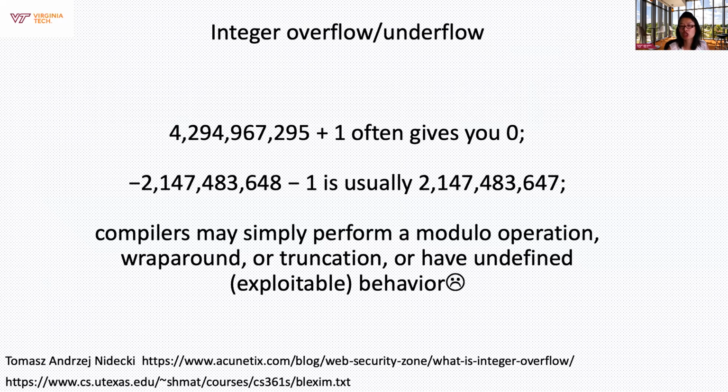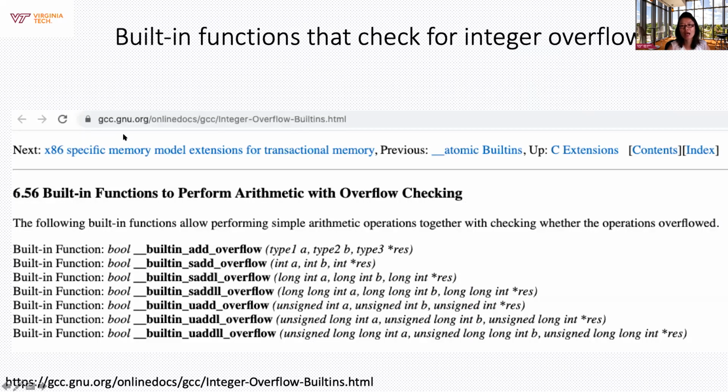How many iterations it goes into a loop. In that case, you could end up having either too many iterations or too few iterations, and that ends up changing the control flow. So that is something that has to be prevented, and one of the preventions is to use built-in functions that automatically check for integer overflow.